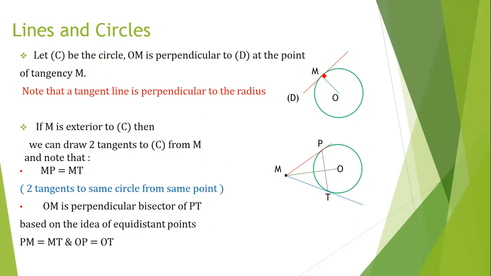So, if you remember the perpendicular bisector theorem, it states that if a point lies on the perpendicular bisector of a segment, then it is equidistant from the endpoints of that segment. And this is why we deduce that segments OP and OT are equal. It means they are equidistant, or they are at equal distance, and they have the same measurement.